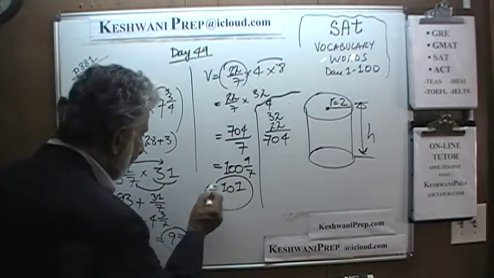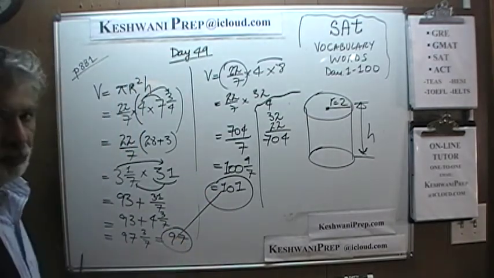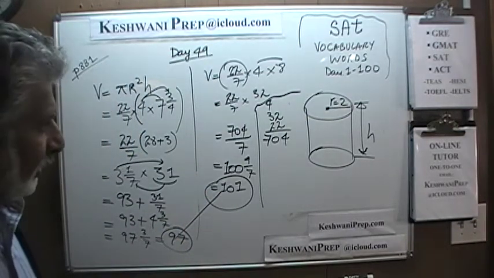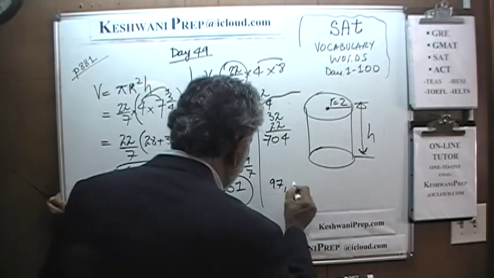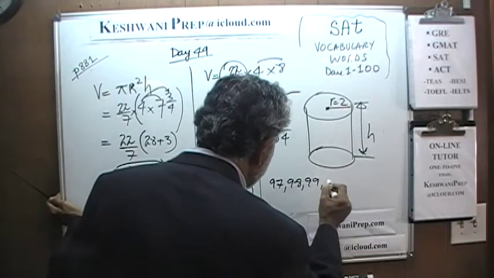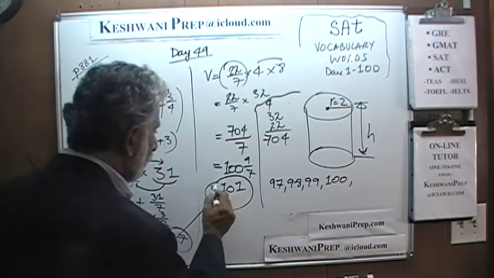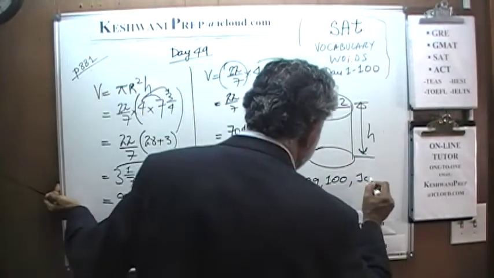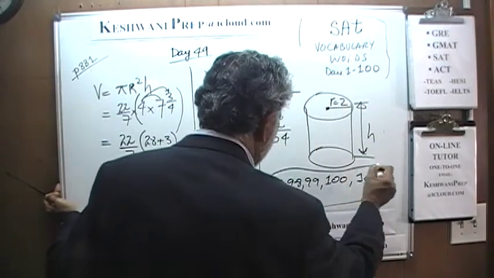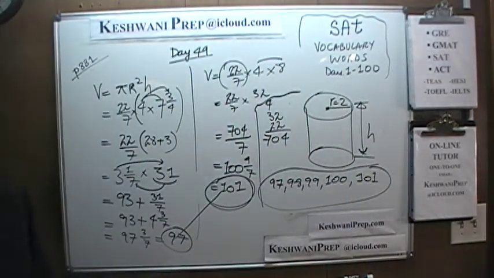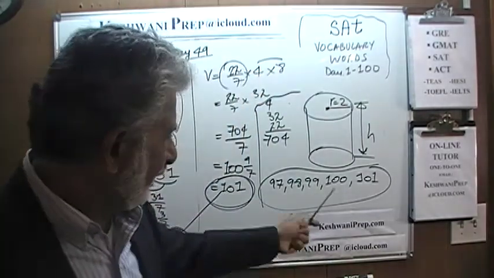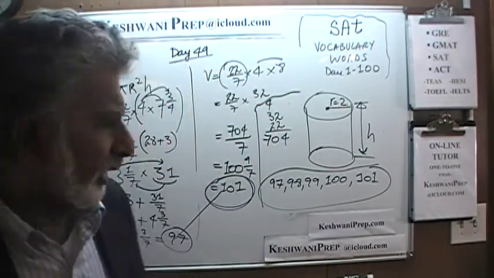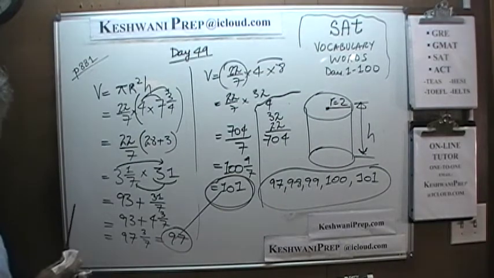Any value in this range will do the job. The question was, what is one possible value of the volume of the cylinder? The answers are, it can be 97, or 98, or 99, or 100, or all the way up to 101. Any one of these five options would do just fine. Just play safe, put in something in the middle like 100 or 99. Let's do the next one, shall we?